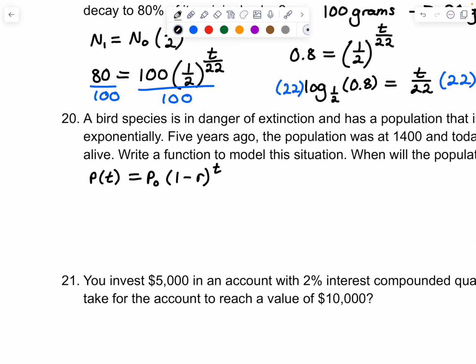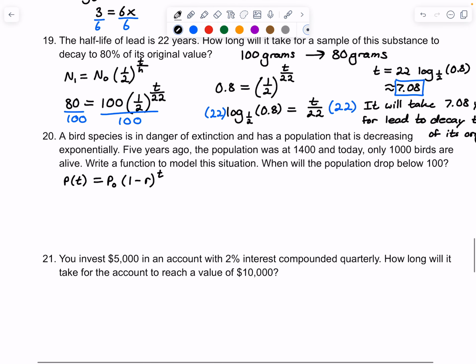This is very, very similar to your investment problems. It's very similar to your half-life problems. It's actually exactly the same as your investment problems, just with different letters. But to solve this one, I'm going to plug in the numbers that I have. 5 years ago, so that means t equals 5. The original population was 1,400, so 1,400 is what goes here. And as we said, t was 5. And then 1,000 is what it's equal to now.